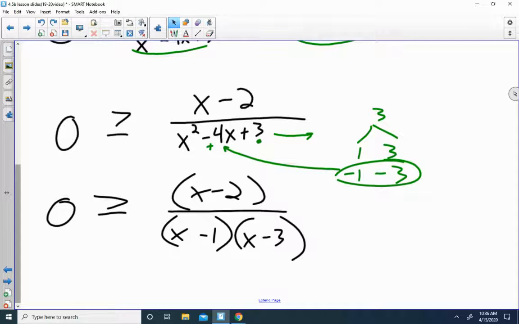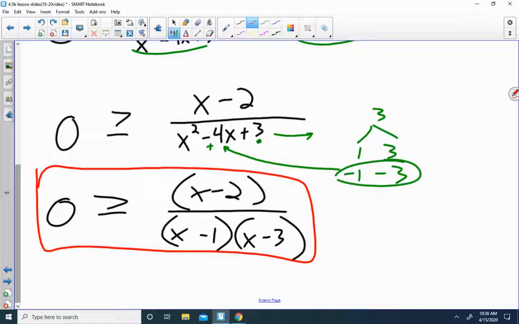Factoring will help a lot when it comes to determining what makes the top and bottom equal to 0. So that's something new that you guys haven't seen yet. If you can factor, please do so. Okay, so now we have it written like this. We now have just one rational expression and 0 on the other side. Now we can move on to the main stuff.